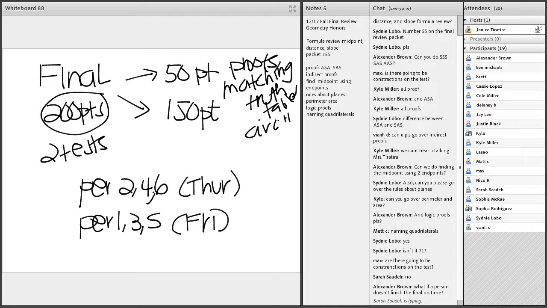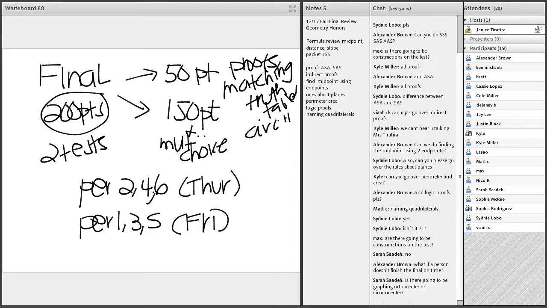Then the 150-point one, that one is multiple choice, and that will look like the remaining of your packet. So 4 choices per problem, A, B, C, or D, and you just bubble into a Scantron, and that's it. What if a person doesn't finish on time? Then we grade what you have.